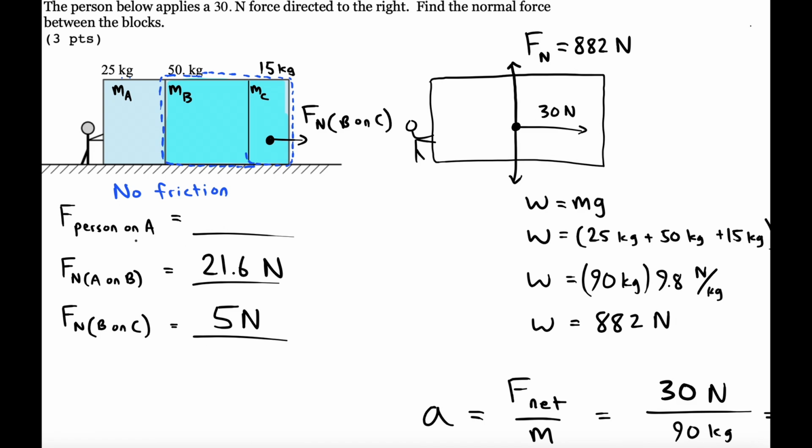And when it comes to the first answer, that's simply 30 newtons. The person was pushing with 30 newtons, so that's going to be the normal force between his hands and the block A.